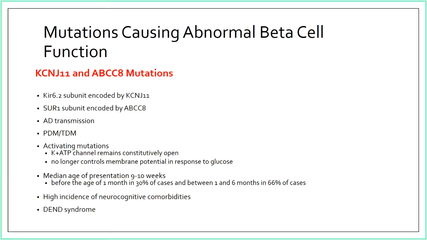Children with mutations in either of these two genes tend to present a little bit later than kids who have 6q24 mutations. So the median age of presentation is about 9 to 10 weeks. About 30% of cases will present before the age of 1 month, and then the majority of cases, about 66%, will present in the first 6 months of life. About 30 to 75% of patients will present in DKA because there's relatively greater insulin insufficiency in these patients than in patients with 6q24 mutations.